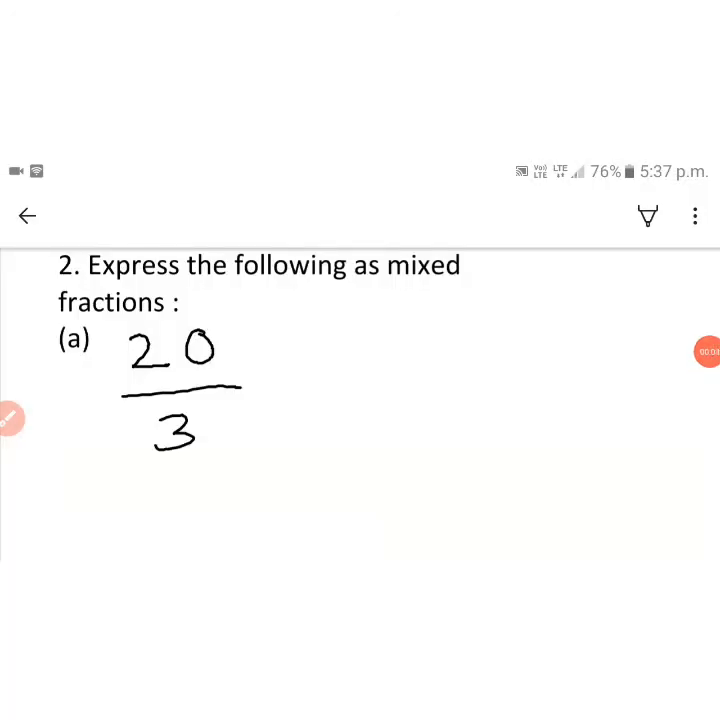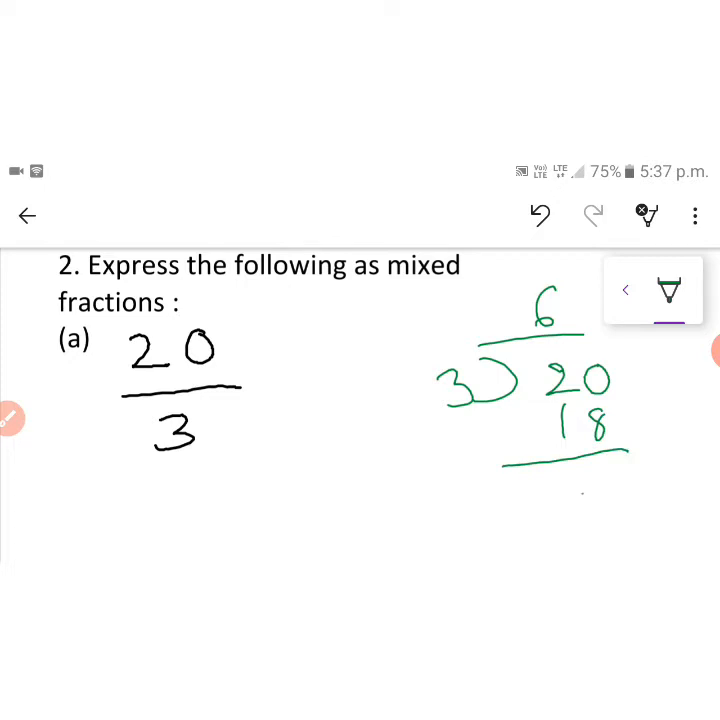Question number 2. Express the following as mixed fractions. A part: 20 by 3. 20 divided by 3. 3 times 6 is 18. 20 minus 18 is 2. This is the quotient, this is the remainder, and this is the divisor.